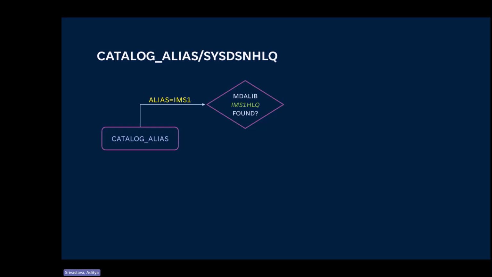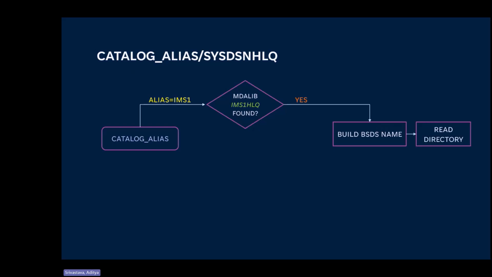Once I have the alias name, the tool will try to find the MDLIVE, and within that MDLIVE, it will try to locate the IMS1 HLQ member in it. Why IMS1? Because IMS1 comes from this alias name. If this member is found, then I know that my HLQ is present in this member, and I'll get the HLQ from it. Once I have the high level qualifier, I'll build the BSDS, that is the bootstrap dataset name, and I read the directory, whatever directory I want to read, staging or active.